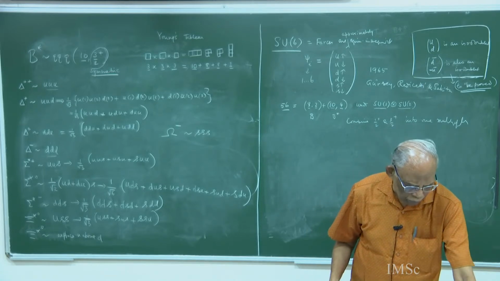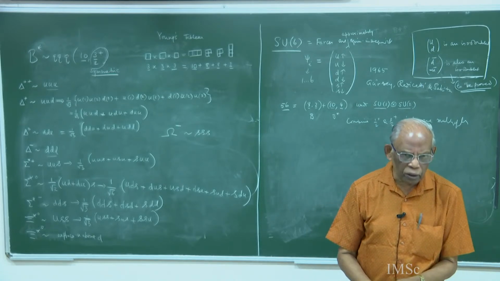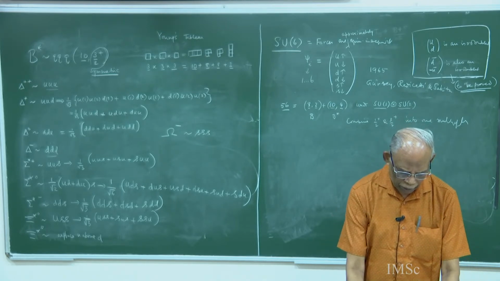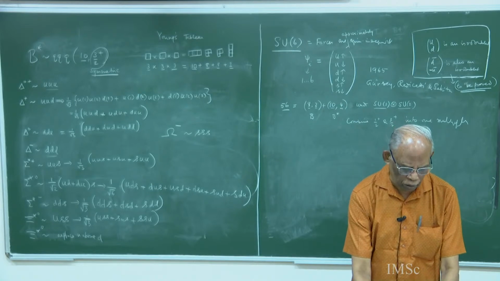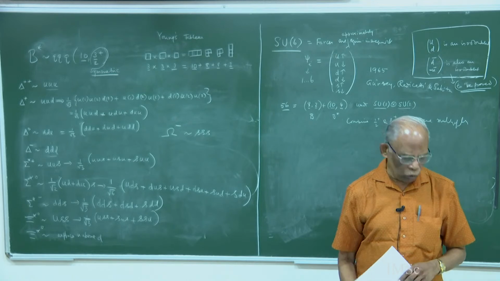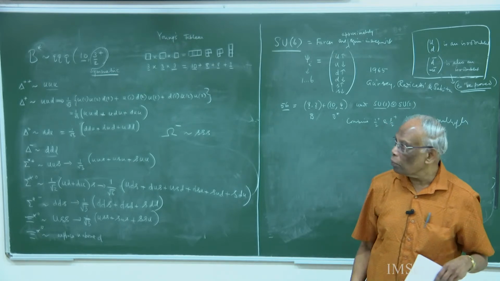Now, again SU6 is not even as important as SU3. But in the historical process it played a very important role for the following reasons. That is what led to the discovery of the new quantum number called color. So, I am going to describe that now.